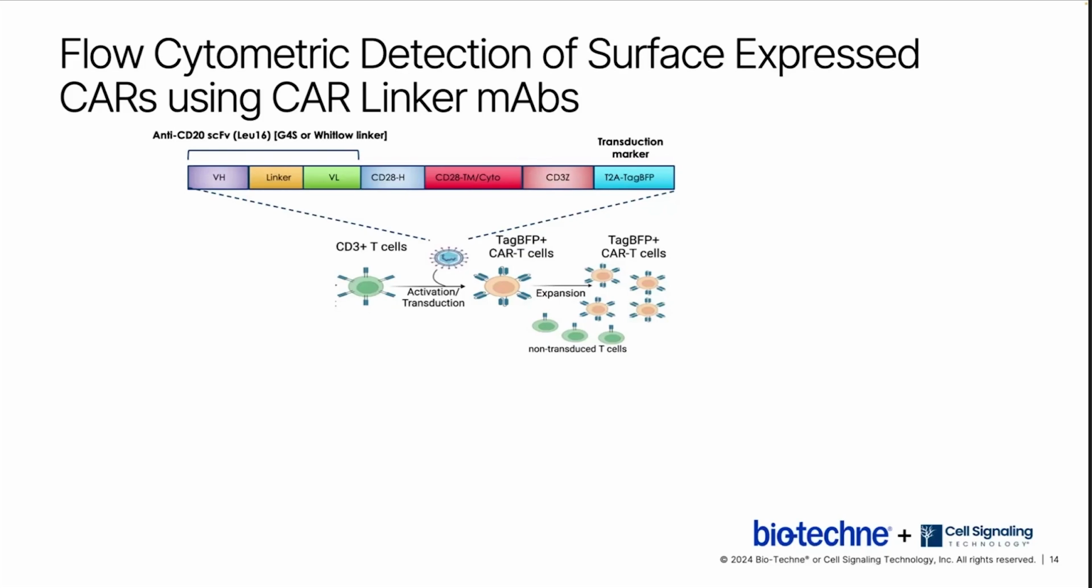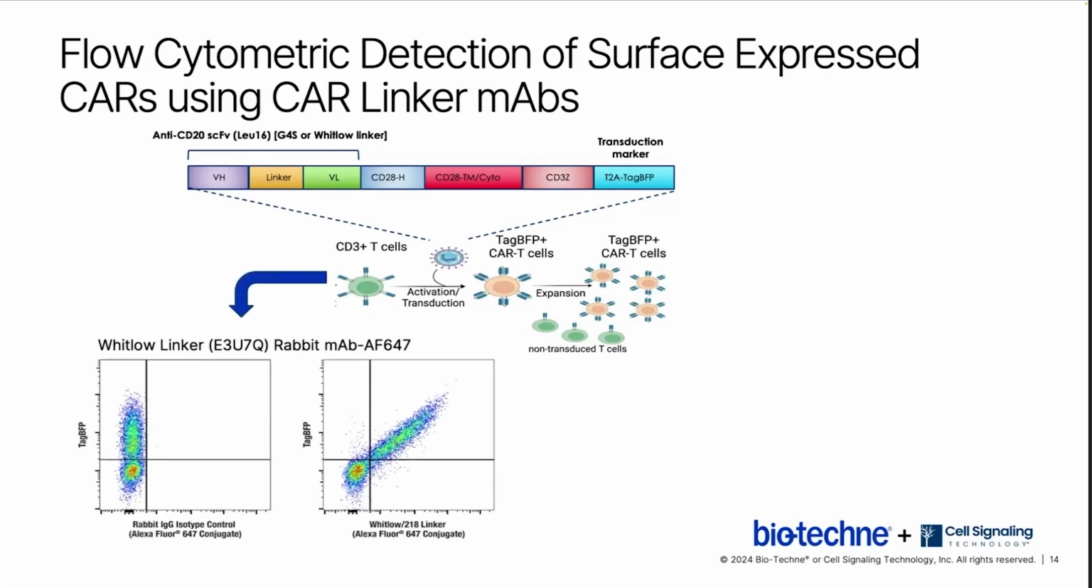Viral particles carrying these constructs were used to transduce purified human T cells, which were then expanded before live cell flow cytometric analysis of CAR surface expression. Looking at the left-hand dot plot of the CD20 CAR containing a Whitlow linker, one can see that no staining with isotype control is observed. However, staining with the anti-Whitlow linker clone highly correlates with tag BFP expression in primary human T cells, with little to no staining of non-transduced T cells.